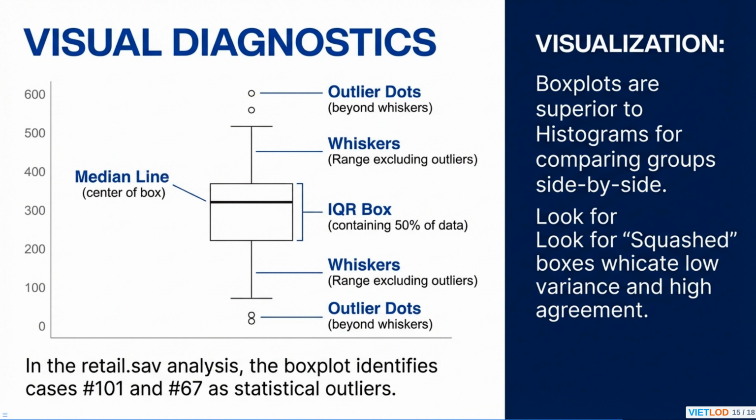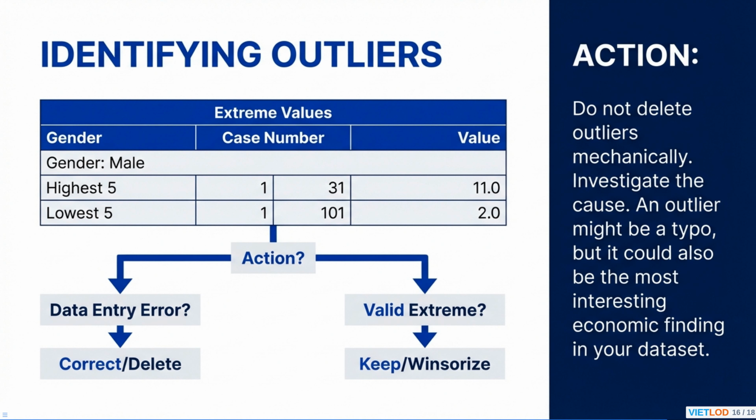For instance, in our retail geography analysis, the box plot clearly flags cases 101 and 67 as statistical outliers. As a useful diagnostic, pay close attention to squashed boxes. These indicate low variance and high agreement within that particular group, offering quick insights into data spread. Having identified these outliers visually, our next step is to delve into the SPSS output to pinpoint these specific cases and determine the appropriate course of action.